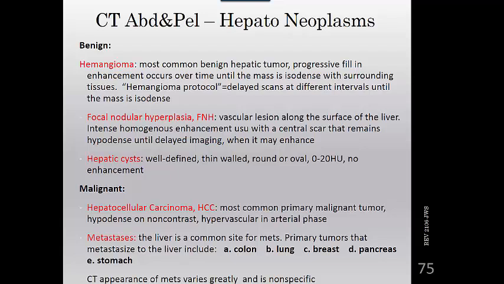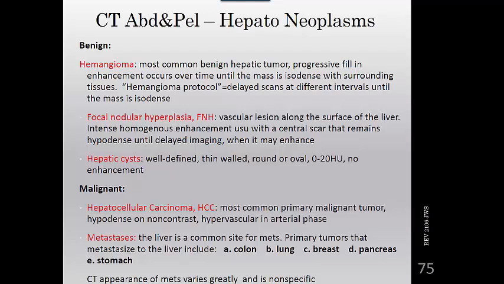The next one is a focal nodular hyperplasia, or an FNH. This is a vascular lesion along the surface of the liver and has intense homogeneous enhancement, usually with a central scar that remains hypodense until delayed imaging, when it may enhance. And then finally, another benign tumor is a hepatic cyst, which is well defined, thin walled, and usually round or oval shaped. They have a Hounsfield unit of 0 to 20, and there is no enhancement in them. So they're going to have a Hounsfield unit close to 0, close to water, and there's not going to be any kind of enhancement going on.